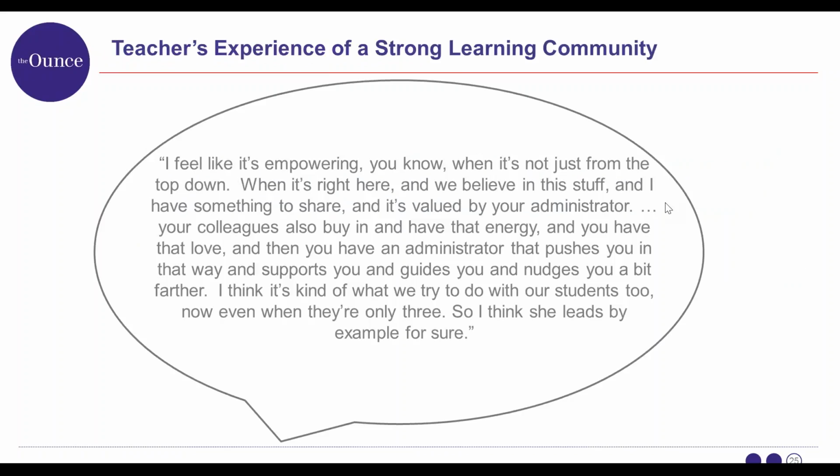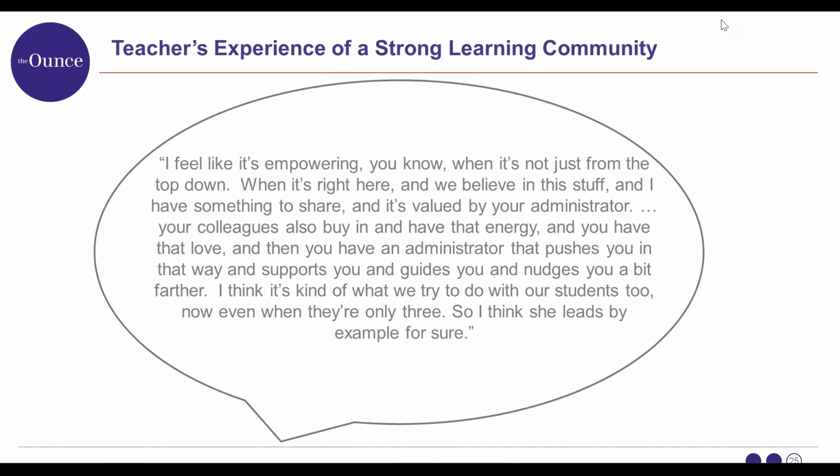So what does it sound like when that's happening? We have a quote from a teacher here who is describing what it's like now to be part of a strong professional learning community in her center and to have a strong instructional leader. She said, "I feel like it's empowering, you know, when it's not just from the top down, when it's right here and we believe in this stuff, and I have something to share, and it's valued by your administrator. Your colleagues also buy in and have that energy, and you have that love, and then you have an administrator that pushes you in that way and supports you and guides you and nudges you a bit farther. I think it's kind of what we try to do with our students too, now even when they're only 3. So I think she leads by example for sure."